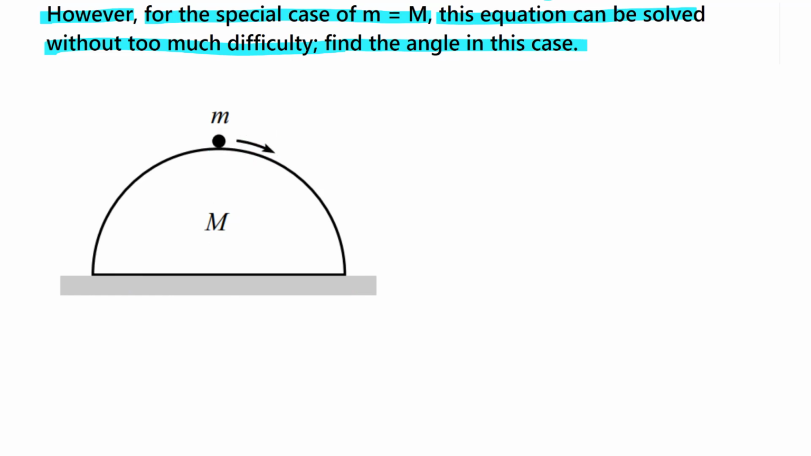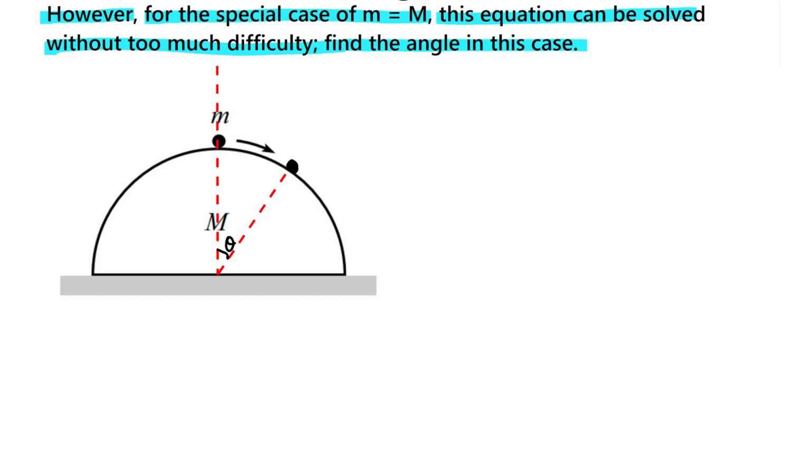So after a certain point of time, what will happen? This mass will reach here. So this mass has reached here, and let's say this angle is theta. So this is the vertical line that we have, and from here, this angle is theta. So now I know this angle is theta.